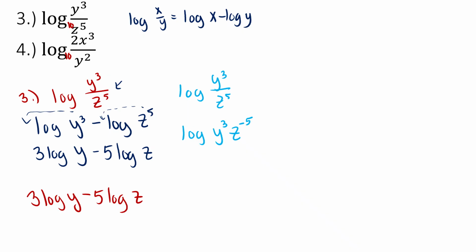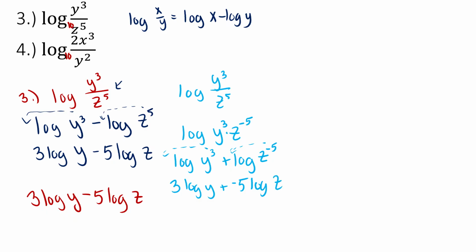Well, now I've got a problem similar to the one I had before, where it's multiplication. So this would be log of y to the third plus log of z to the negative fifth. But now when I bring the exponents down, I'm going to end up getting the negative from the 5. And of course, adding a negative is the same as subtracting.